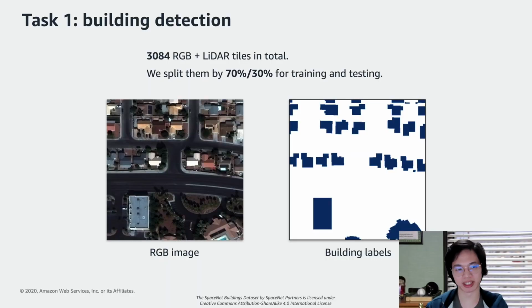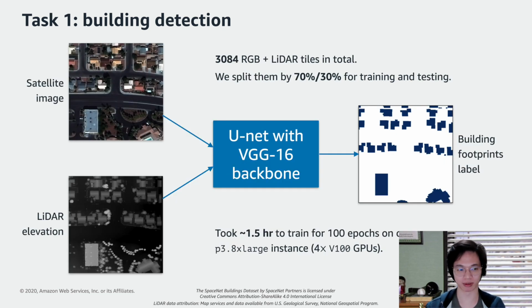Just a quick summary of what we have seen in the building detection notebooks. We have 3,084 merged tiles in total, and we split them 70% and 30% into training and testing. The model we used is UNet with a VGG16 backbone. You can search for the details of this architecture. Eventually we want to output the building footprints label. It took 1.5 hours to train for 100 epochs on a P3 8xlarge instance.